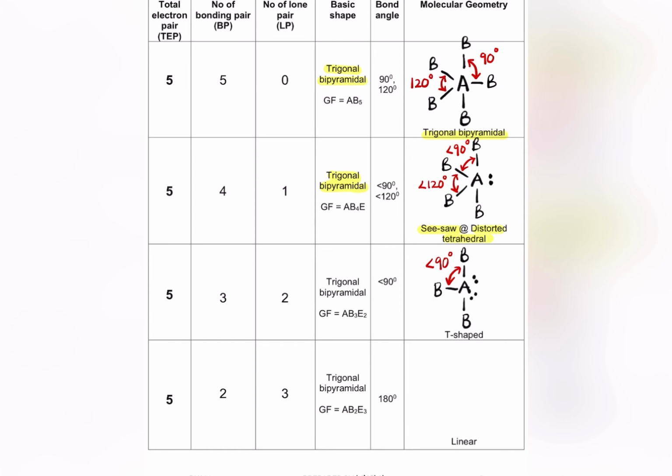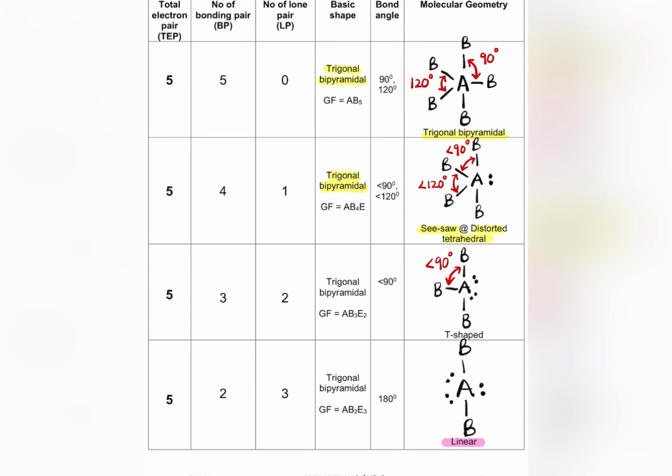So what will happen? Your drawing is going to be A bonded kepada B and you got 2 lone pairs here and 1 lone pair here. So this is what linear looks like. So ini adalah shape untuk linear.